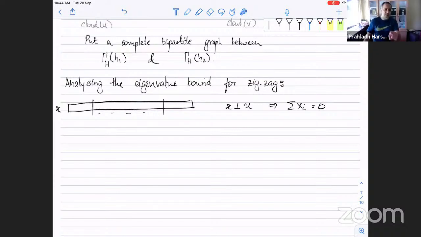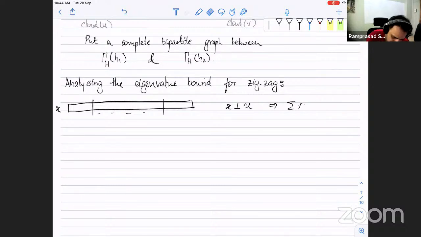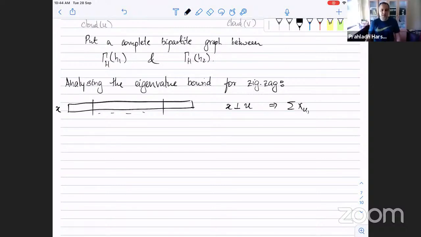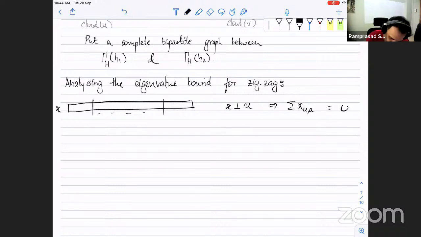Ramprasad, just to be clear, this one, it's x comma u comma a, no? Okay, so let's see, because I is the summation of x comma u comma a. This should be equal to 0. Okay, this u is a bad choice.